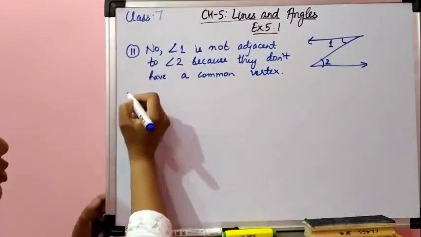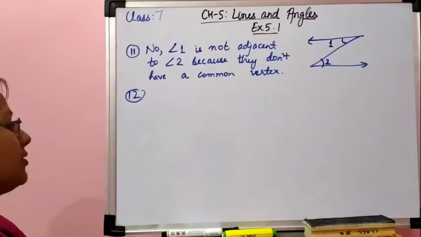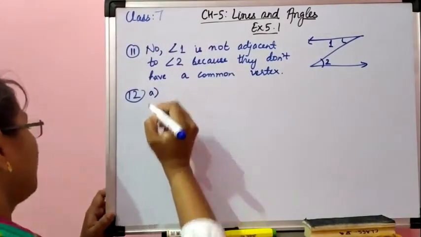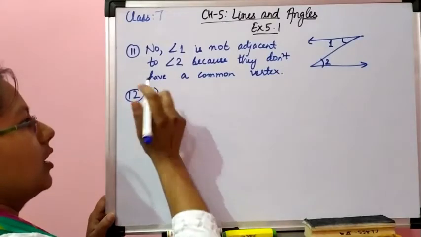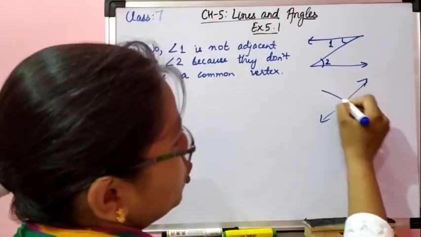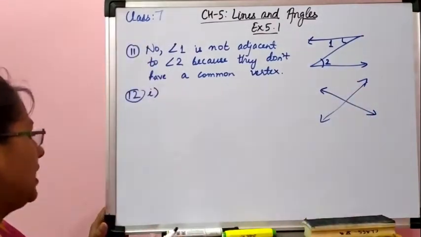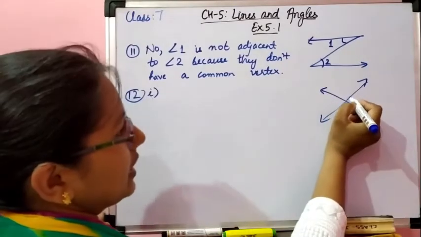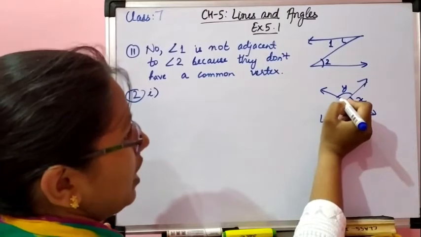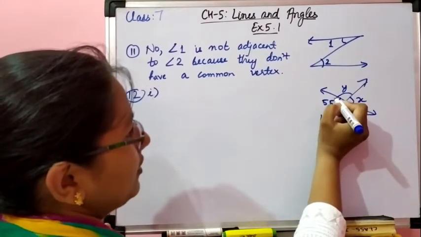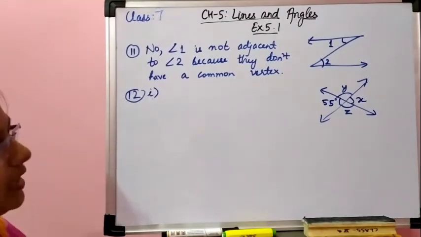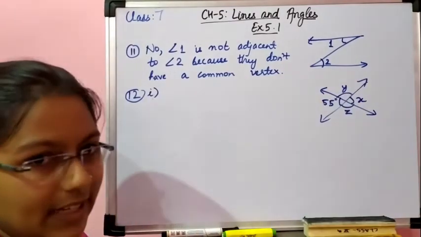Now moving to our next question, that is question number 12. In this we are having two parts. Okay, first A part, its first part. In this, the diagram is made like this. Two lines are intersecting each other, and this angle is X, this is Y, this one is Z, and this angle is 55 degree. So now we have to find the value of X, Y and Z.